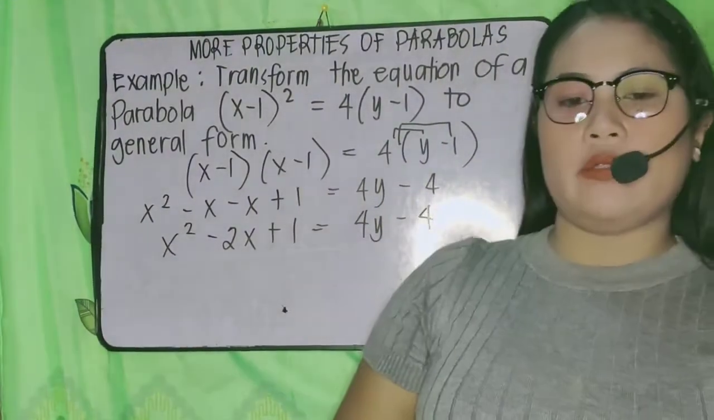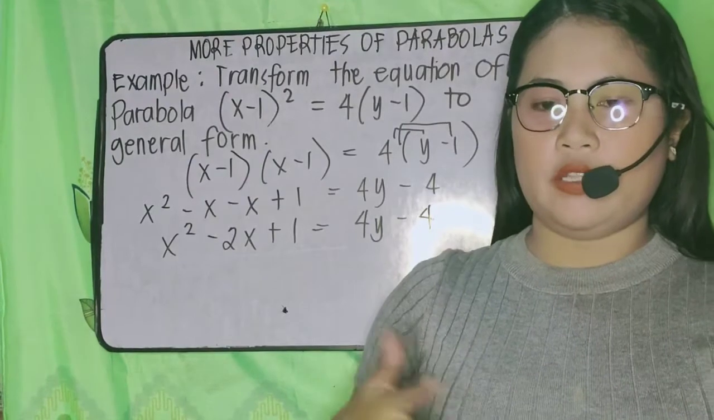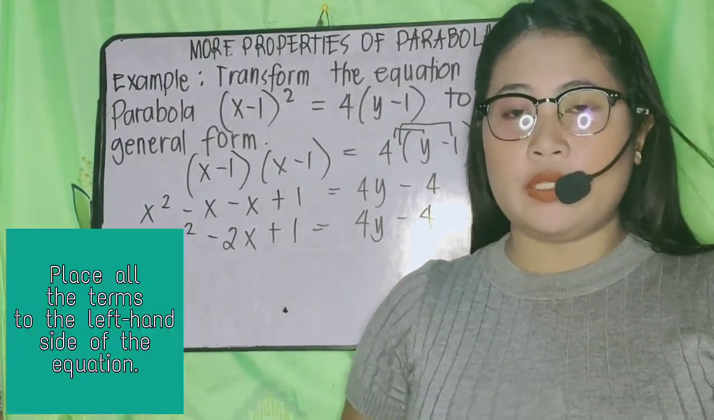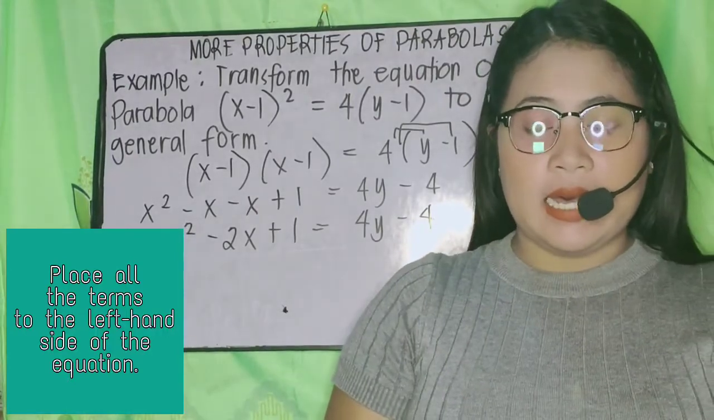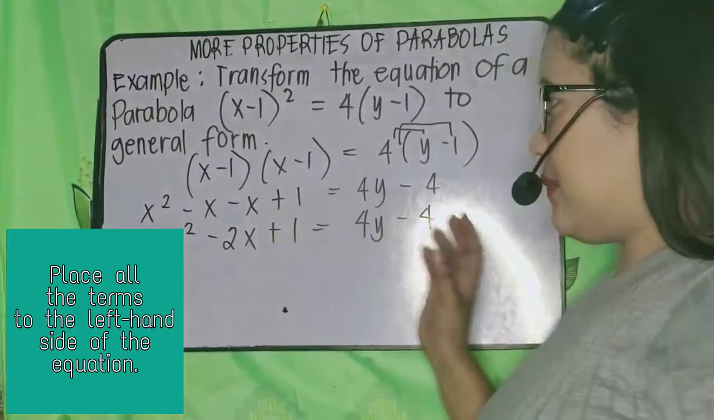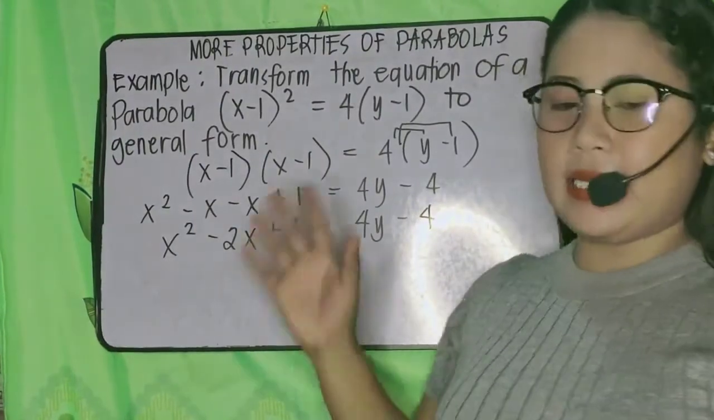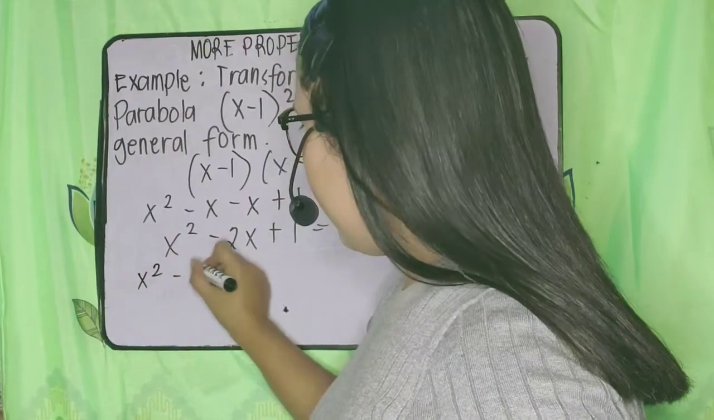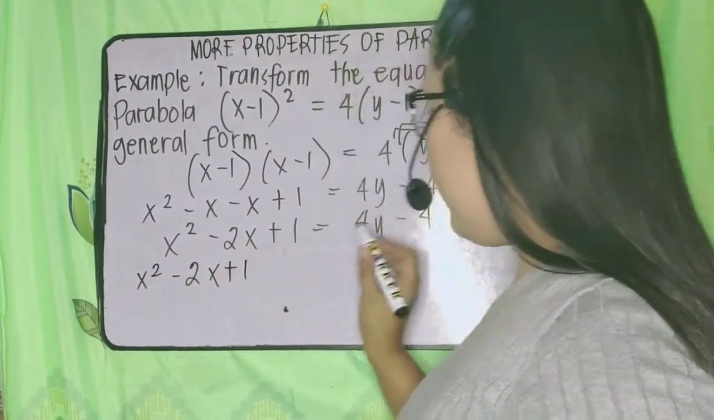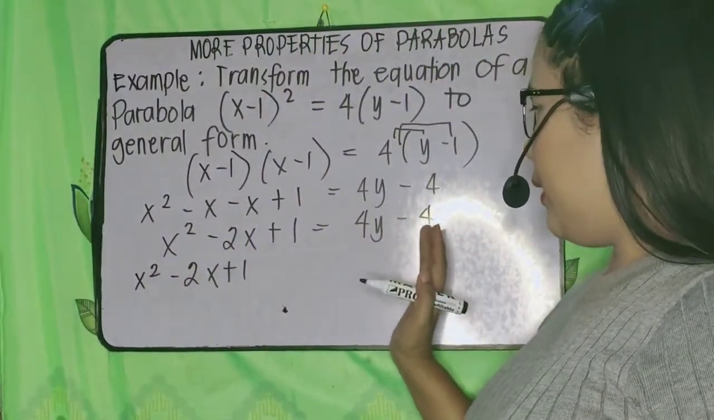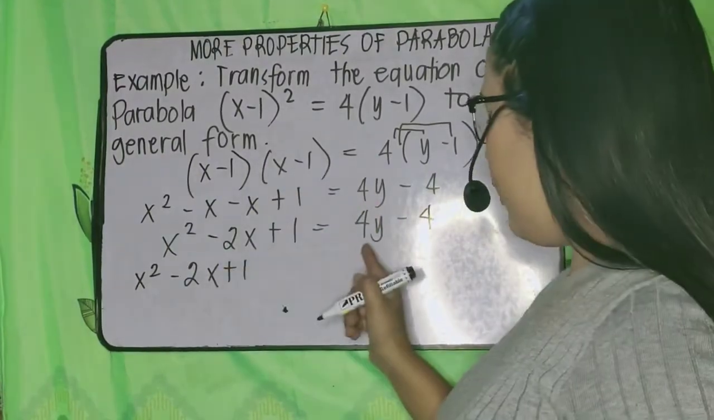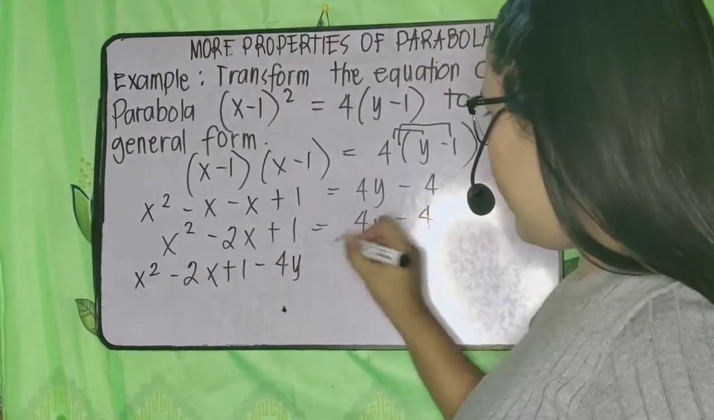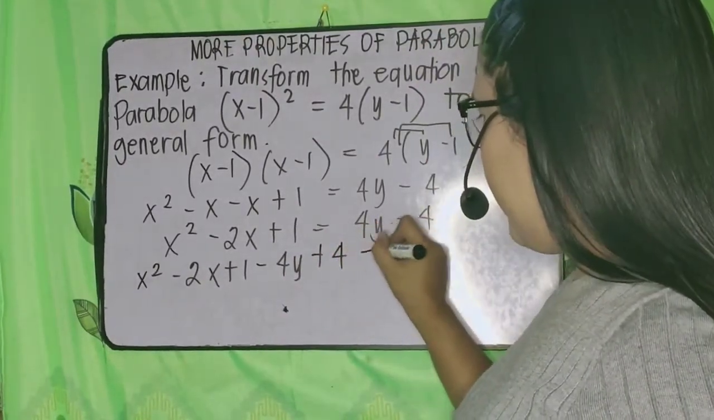Okay, so after squaring the binomial and expanding, our step 2 is to place all the terms on the left-hand side of the equation. So we're going to put them together on the left side. From x squared minus 2x plus 1, we're going to transpose 4y minus 4 to the left side. So from positive 4y, we make it negative 4y. The negative 4 will be positive 4, equals 0.